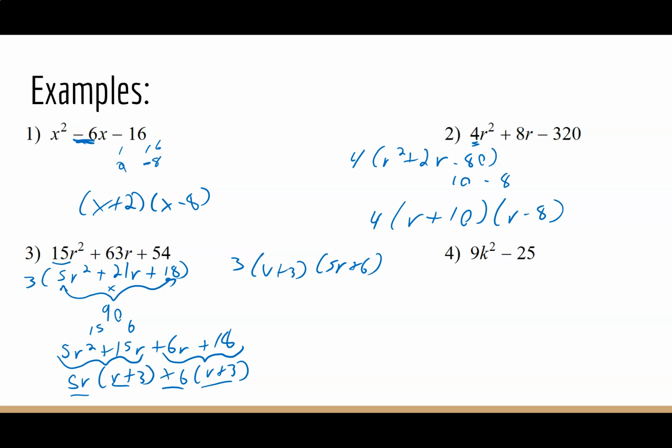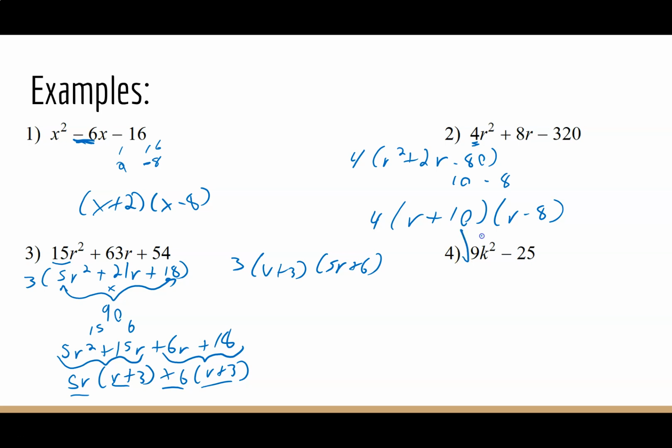Okay, this last one, number 4, it has a term missing. You can factor it using a 0 for that term, but instead it's just a good idea to say, hey, this is a difference of squares. It is something squared minus something squared.